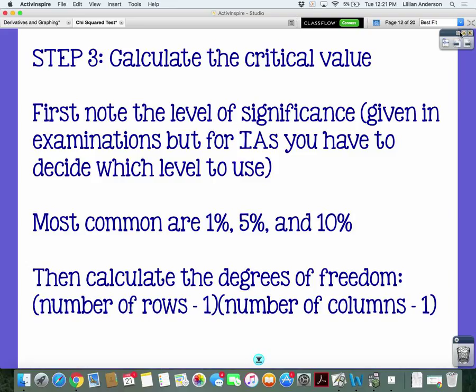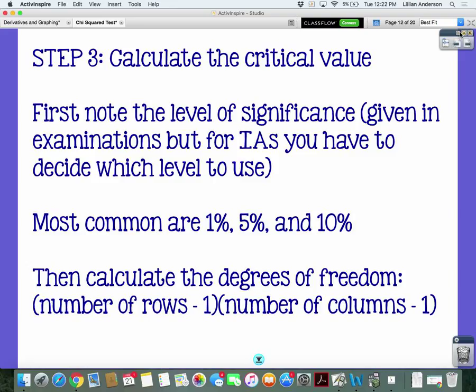Okay? These are two things that are used to help you determine whether or not color and gender are independent of each other. So we need to make a note of what the significance level is. It's given to you in examinations, but for IA, you have to decide which level to use. The most common levels are 1%, 5%, and 10%. Does it make a difference? Depending on your data, it could. But for your IAs, whatever you decide, stick with it, don't change it. Okay? If you do, then you might have to restart everything over.